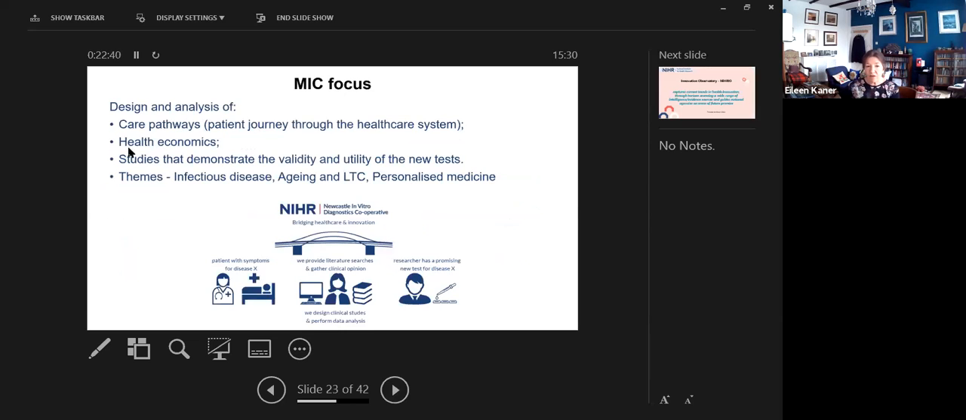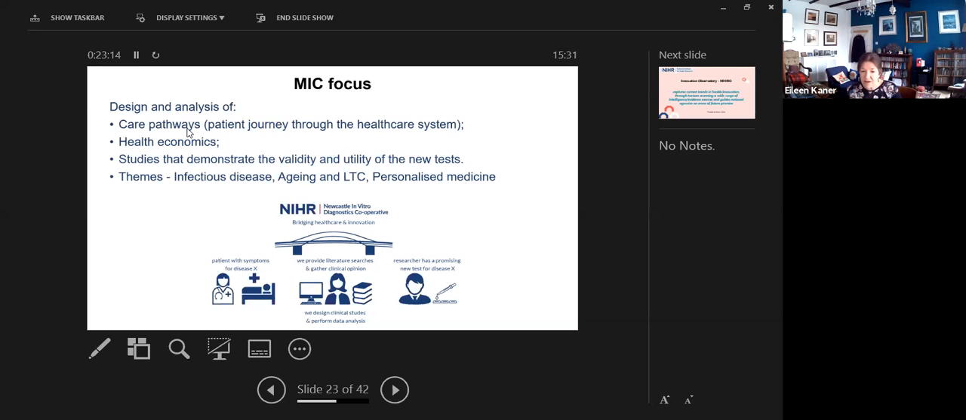And so the MICs are involved in trying to think about the whole of the care pathway, not just people who might have an illness at the beginning of a health journey, but people who might need repeated testing for things. They're interested in how much it costs for these tests and whether they're accurate enough for the cost of them to be economically justifiable. They're looking at all the new tests that are coming along and trying to see which ones are best, which are most accurate, which ones are easy to use or well accepted or tolerated.